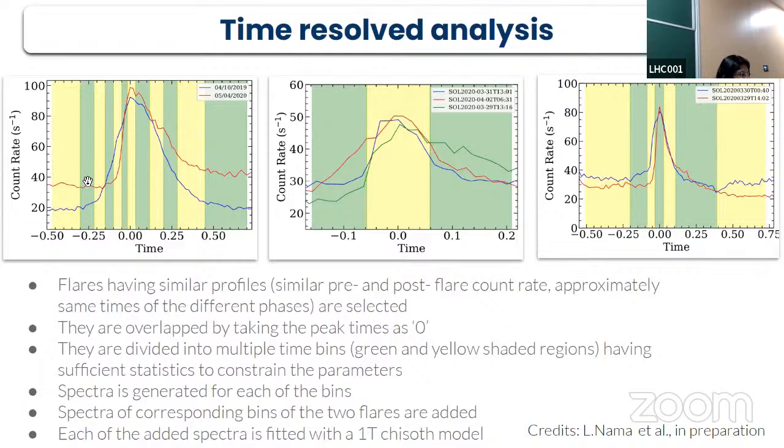We have divided them up into multiple time bins, which are shown as the shaded red, green and yellow regions. Then we generated spectra for each of these time bins, added the corresponding time bins of the two flares, and then performed the 1T CHISOTH model analysis as explained earlier.